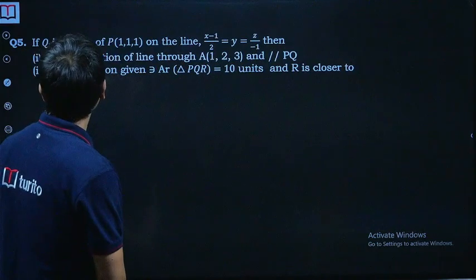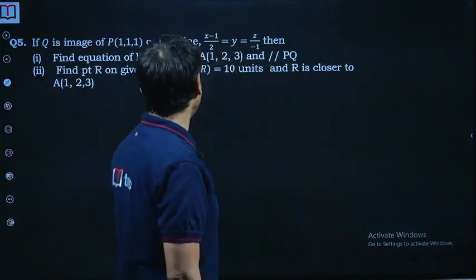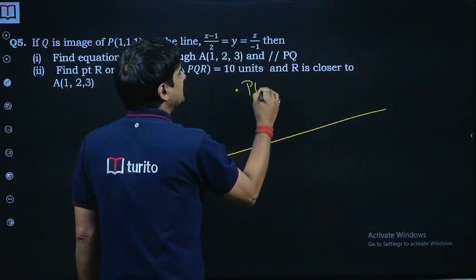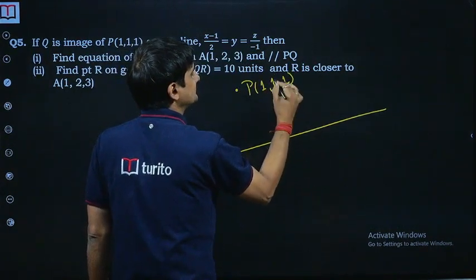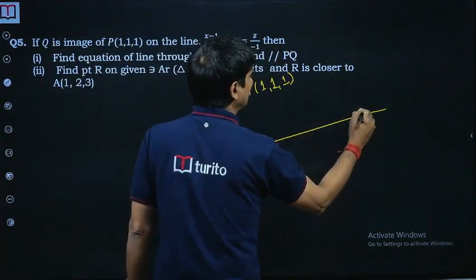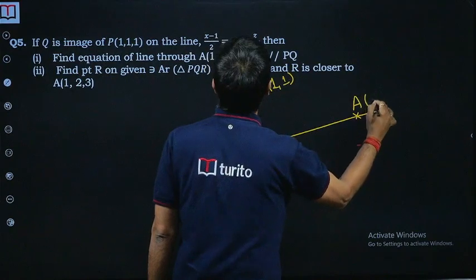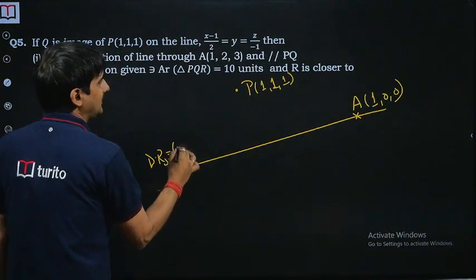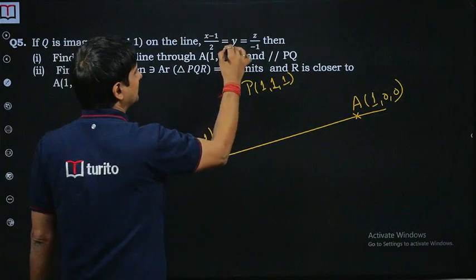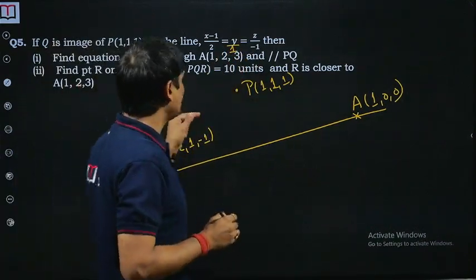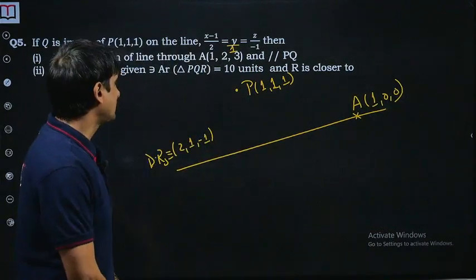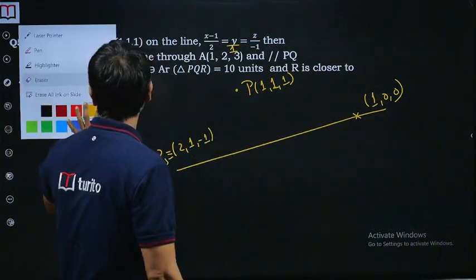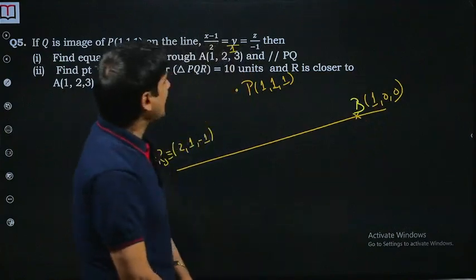Now moving to the fifth one. If Q is the image of a point P 1 1 1 on the line, okay, so point P is 1 1 1, and the line itself passes through the point, say A, which is 1 0 0, and the DRs of the line are 2 1 -1. Then find the equation of a line through B, which is 1 2 3, and parallel to PQ.